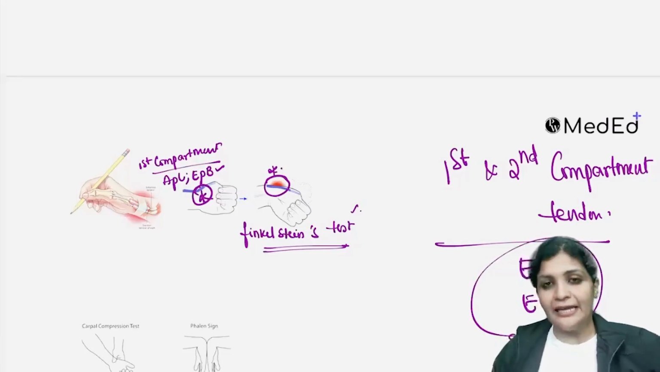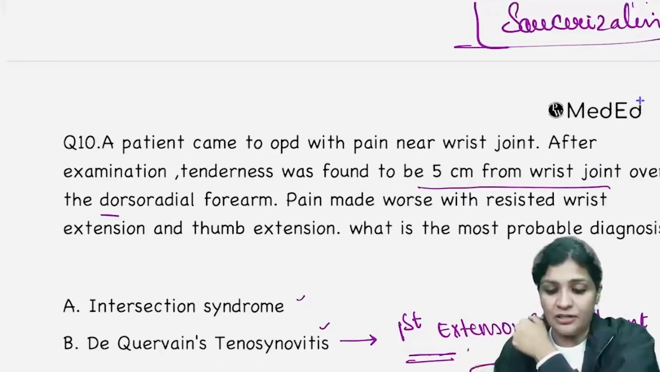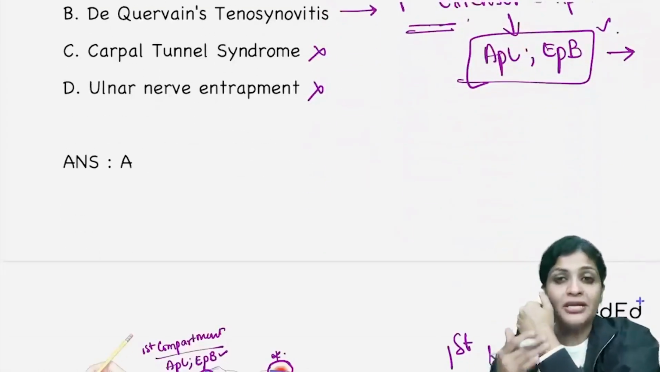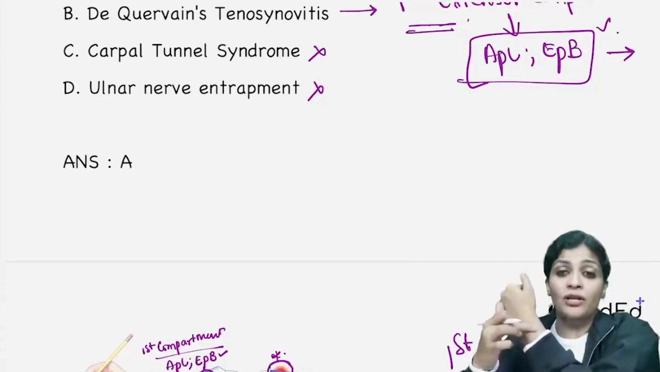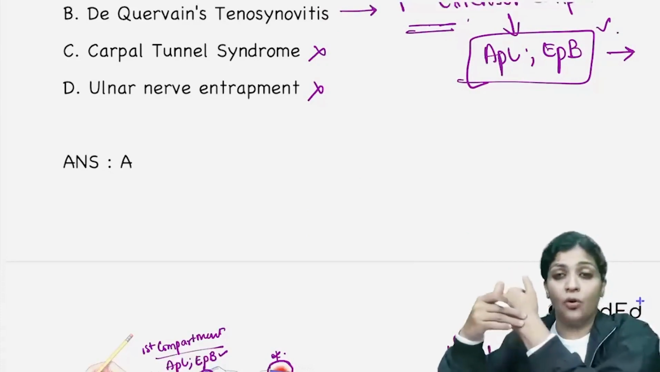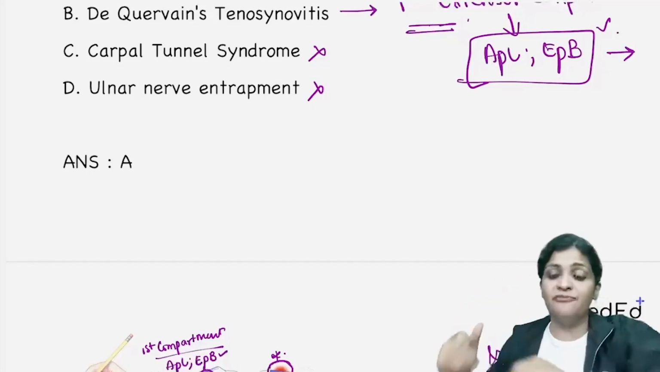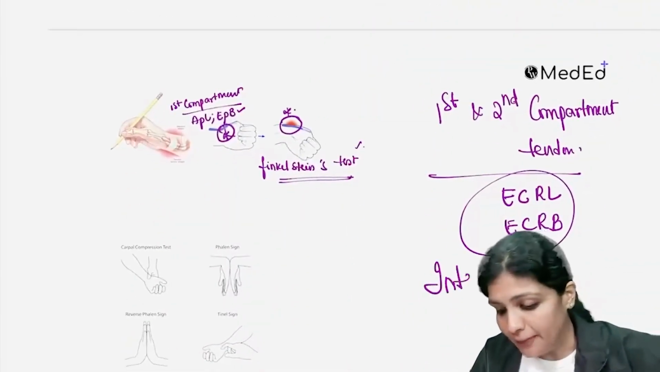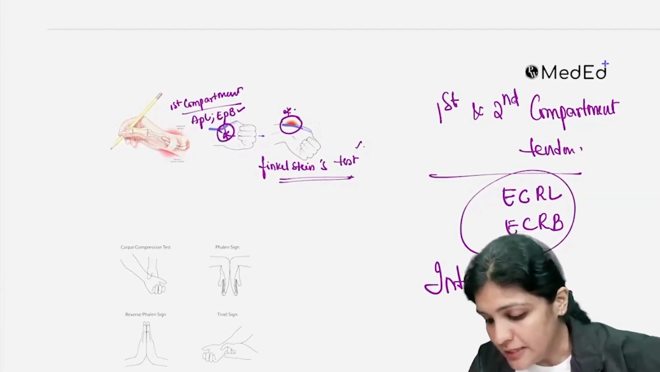So there is an area in the forearm on the dorsal aspect. If you see again, it was mentioned that it is the dorsoradial forearm, meaning the dorsal aspect here, somewhere here. This is the area where the tendons intersect. The APL and EPB will cross the extensor ECRB and ECRL, and it will form the first compartment. That is called the intersection area where the pain is present. So this is called the intersection syndrome, right?